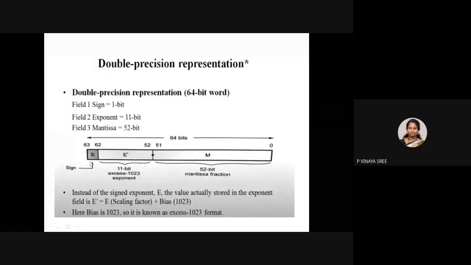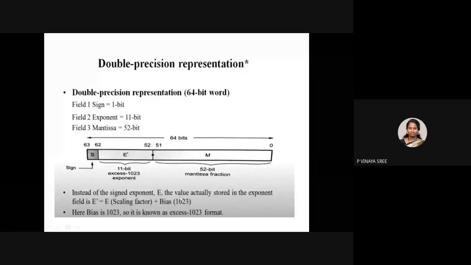Sign bit will be 1. Next is your exponent. Exponent is also represented here as e dash. Note down in your notes: e dash equals e plus bias. The bias value in double precision is 1023.